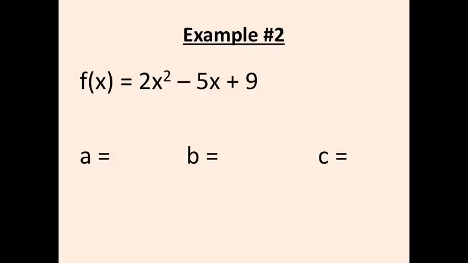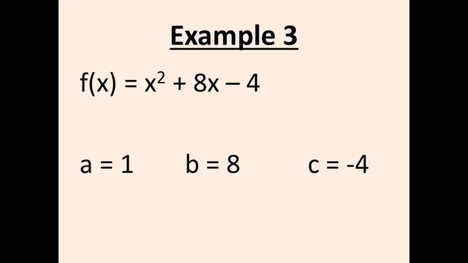We'll follow the same steps in example 2. First, for a, we'll choose the number in front of the x squared, so a equals 2. b is the number in front of the x in our equation. So in this case, b equals -5. Remember, the minus sign goes with the number after it, so that's really going to be a -5 and not a +5. Finally, c is the constant, the number by itself, so c equals 9.